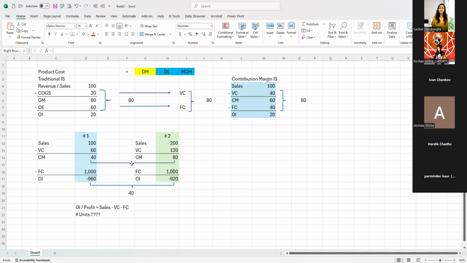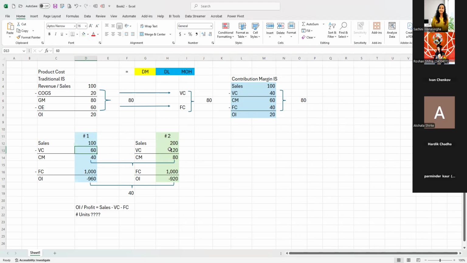Because there's an increase in sales. Increasing sales by how much? 100. Where did that 100 come from? From the increase of one unit, correct? Yes, sir. So if I sell one more unit, my sales are going to increase by the sales price of that unit.